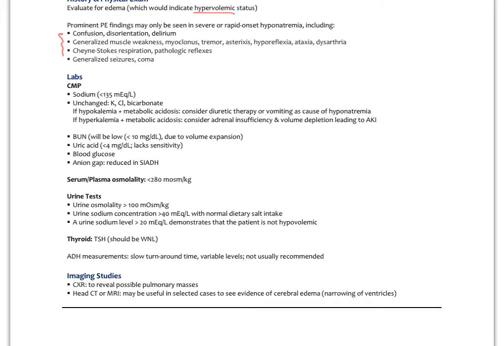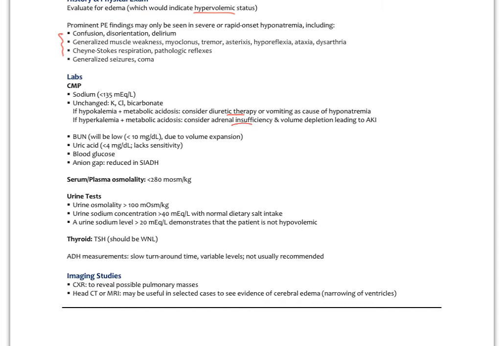chloride, and bicarbonate levels. If they're hypokalemic with metabolic acidosis, that might be from diuretic therapy or vomiting, which could be causing their hyponatremia. If they're hyperkalemic with metabolic acidosis, then we might consider adrenal insufficiency or volume depletion due to acute kidney injury, which may be causing the hyponatremia.